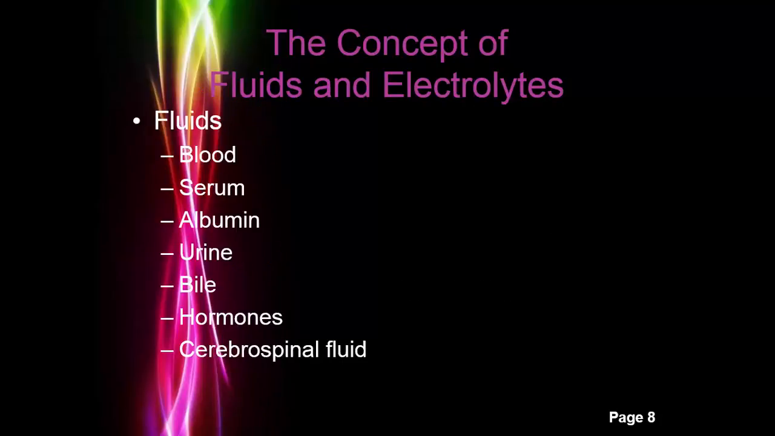All right, so the concept of fluid and electrolytes: the body is composed of many fluids that are required for homeostasis. These are the main fluids found in the body, but not all of them, but these are the main ones that you will see, and it goes from the blood all the way down to the cerebral spinal fluid, as you can see.